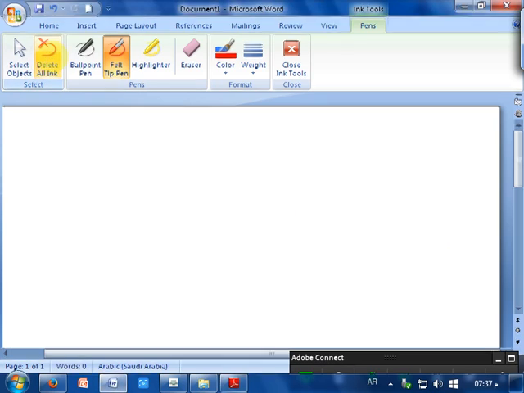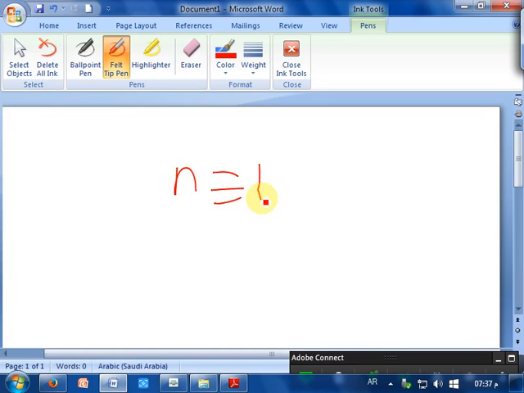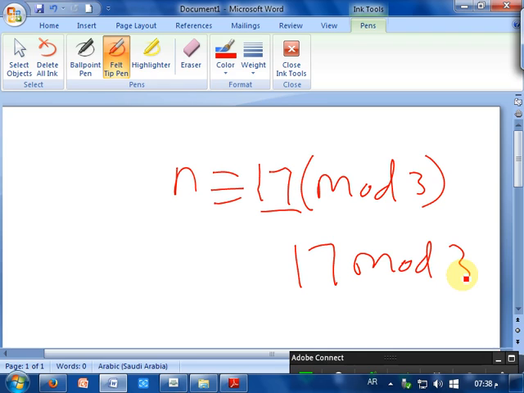Again, it says n congruent to 17 in mod 3. You have to find the numbers which, if you do the mod, give the same result as you get doing the mod with 17. That is 17 mod 3. You take a number n, you mod it with 3, and you will get the same number.